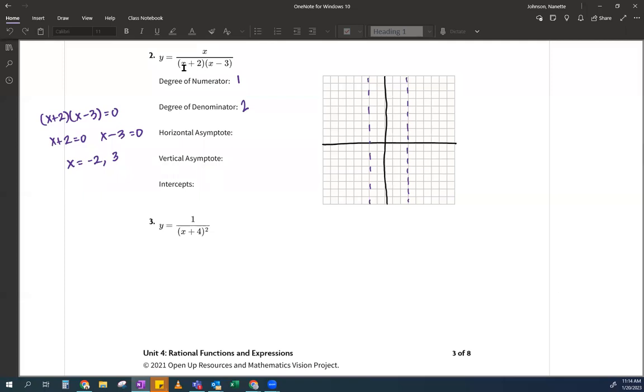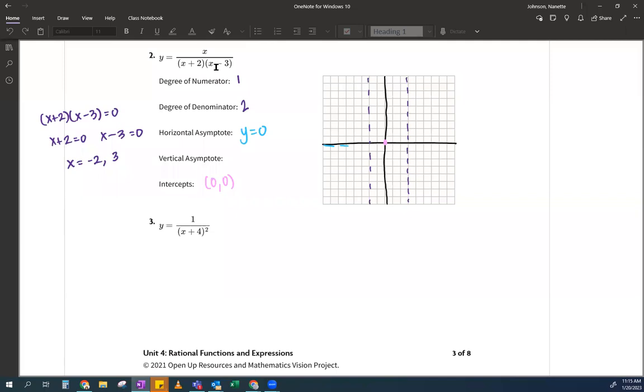0 divided by 0 plus 2, which is 2, and 0 minus 3, that's -3. So that's 0 divided by -6, which is 0. So this is where one of my points is, 0, 0, which tells me that's my intercept. I forgot to write my horizontal asymptote equals 0. I should use a different color for this so I can color code my graph.